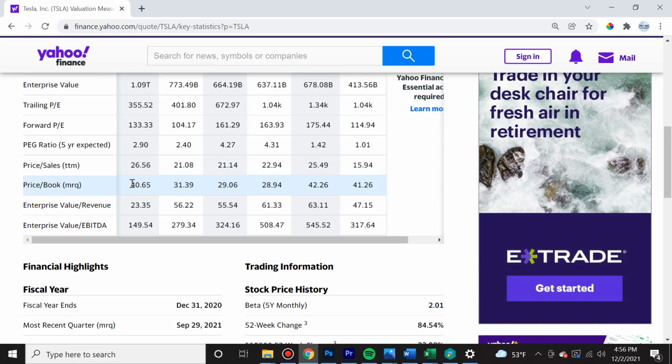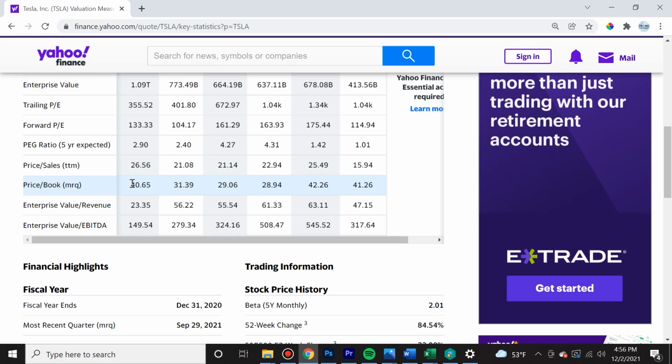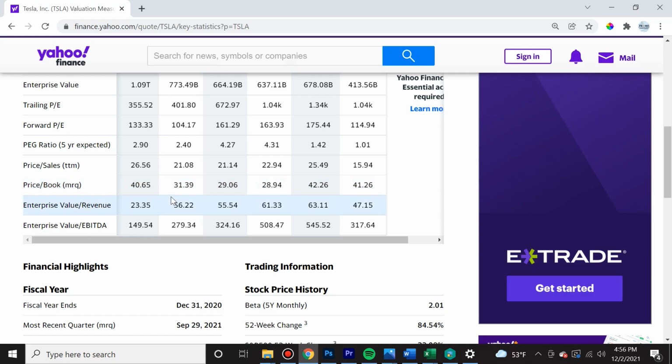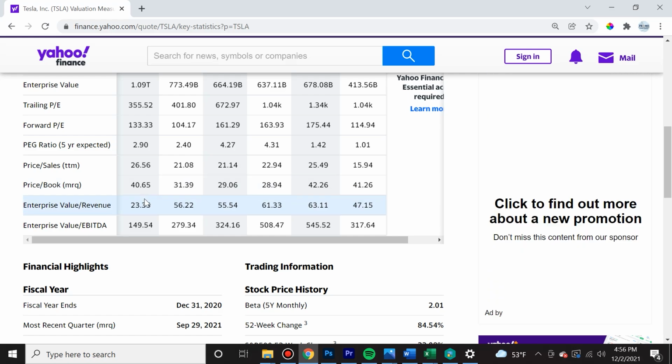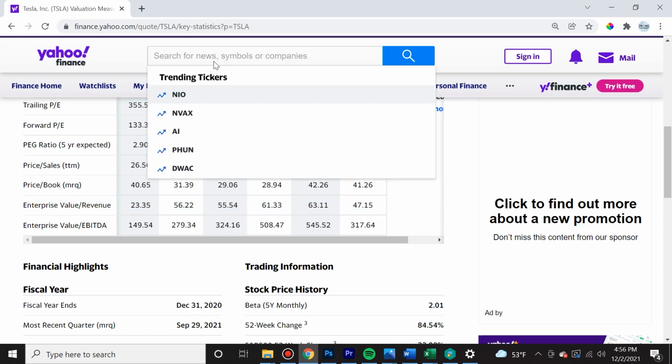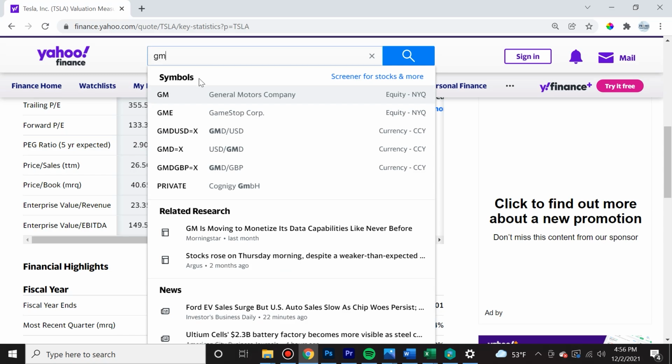So people are willing to pay a really, really high multiple on the book value of Tesla. That is, though, because Tesla does have a lot of software in its business. Also, its forward PE is very attractive. And so people look at other metrics and decide whether this is a good stock to buy or not. Tesla is a bit of a unicorn in the space. So let's look at an actual comparable rival to Ford, and that would be GM.